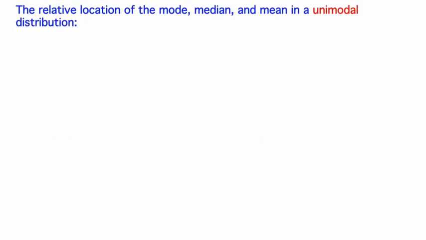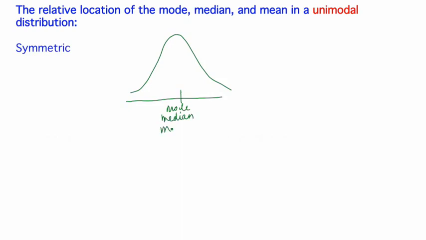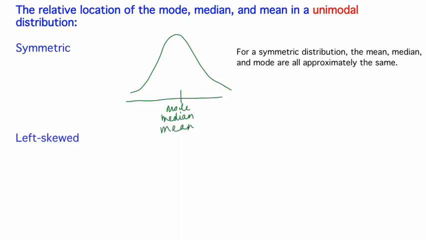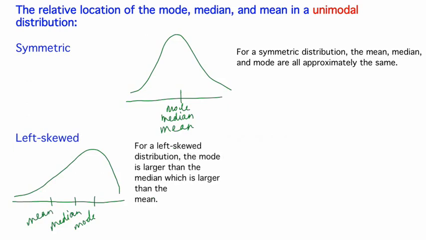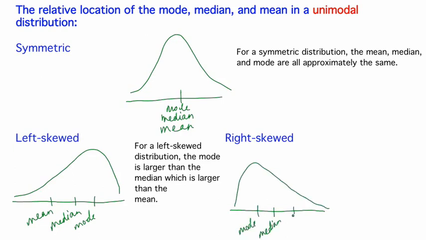The 3 examples we just looked at all had unimodal distributions. That's because unimodal distributions are by far the most common. We'll now summarize what we've seen about the relative location of the mode, median, and mean in unimodal distributions. If the distribution is symmetric, the mean, median, and mode are all approximately the same. For a left-skewed unimodal distribution, the mode is typically larger than the median, which in turn is larger than the mean. And for a right-skewed distribution, the mode is typically less than the median, which in turn is less than the mean.